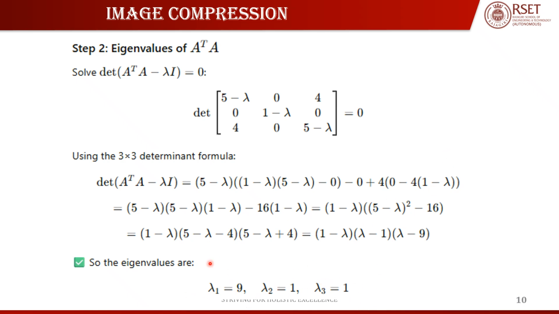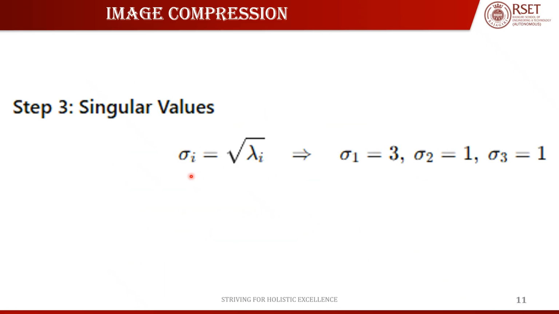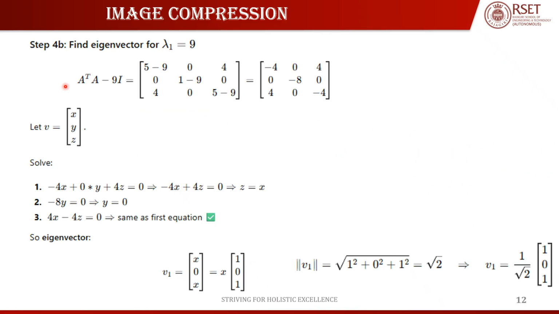So the first two largest eigenvalues are 9 and 1. Using that, you can find the singular values. Sigma 1 is equal to root of 9, which is 3. Sigma 2 is equal to root of 1, and sigma 3 is also equal to root of 1. And now we'll find the eigenvector v1.